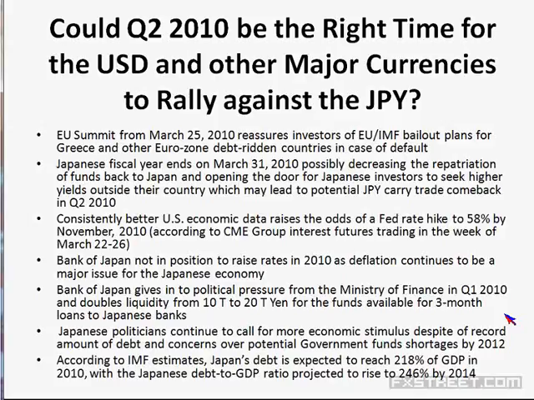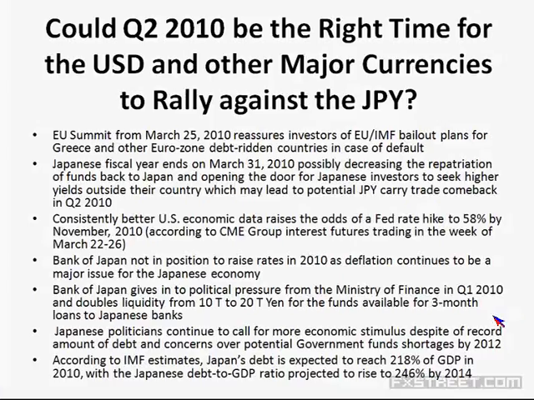Now, these are some of the negative factors that continue to weigh on the Japanese yen in the second quarter of 2010. I'm sure if we try hard, we can find a few more that we can add to that list going forward.